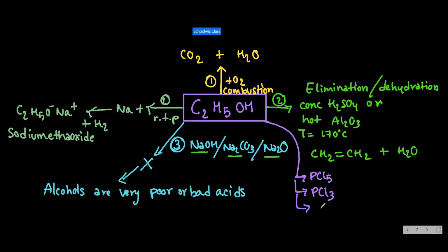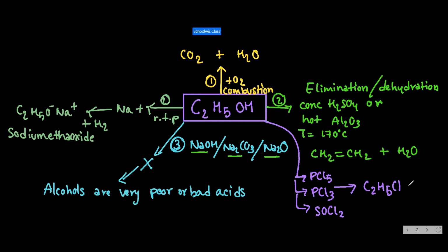So if you ever decide to react with PCl5 or PCl3 or SOCl2, in most of the cases, you have to add ethanol with them. The byproducts will be different, but the products will be the same. For all of them, the chlorine will replace the OH as a nucleophile, and it's going to form C2H5Cl. But the byproducts are different.